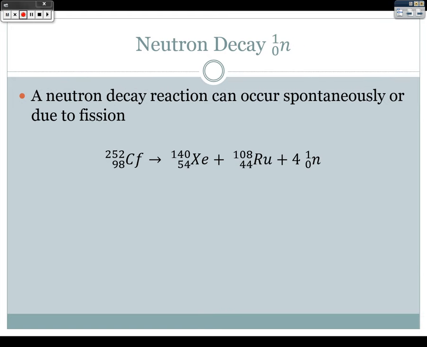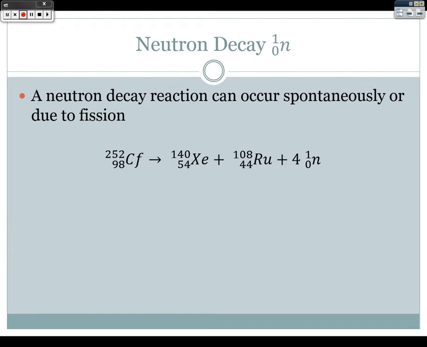And then we've got neutron decay, where a neutron decay reaction occurs spontaneously or due to fission, and we'll get into more detail on that when we do our nuclear chemistry unit. But right now what you need to know is that californium will decay into 2 smaller particles, releasing more neutrons. And so in something like this, on a test I would give you maybe the californium and xenon and ask you to predict what the ruthenium and neutrons, how many neutrons are left. I'd probably give you how many neutrons, but you'd have to tell me what the number here is. Is it 10 or 01?